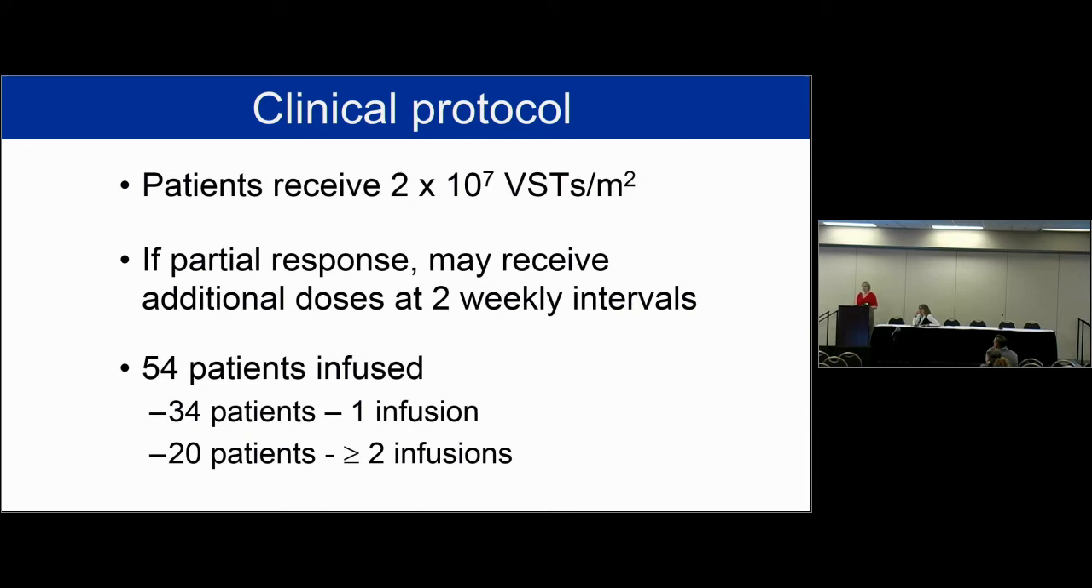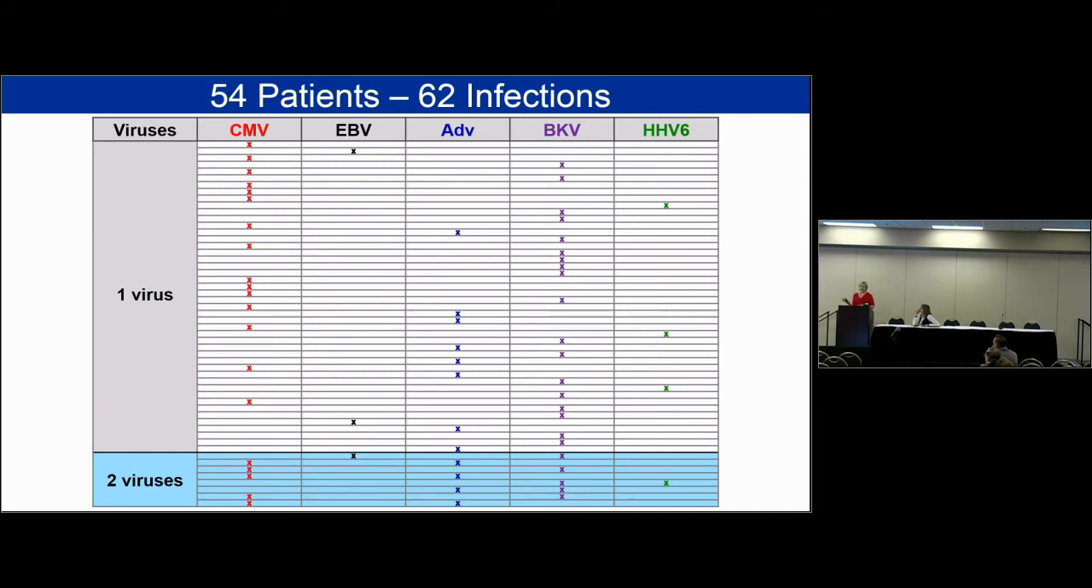And this is a very busy slide. There are just a few take-home messages from this. So this summarizes the 54 patients that we've treated, for a total of 62 infections, and below in blue are highlighted the patients who we've treated using a single virus-specific T-cell line for multiple infections. The infections that we are most frequently called to treat are CMV, BK virus, and we've recently gone through a bit of a spike in adenovirus. Adenovirus is a seasonal virus, not always problematic, but when it is, it can be a very big clinical problem.